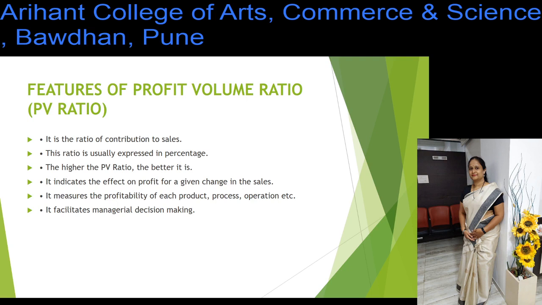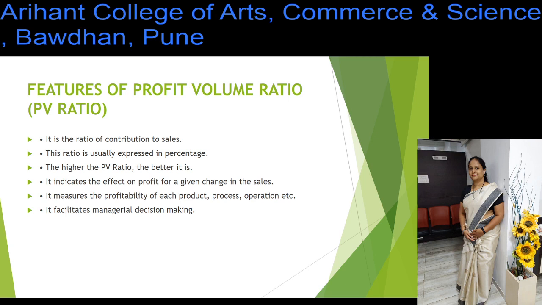Then what is the feature of profit volume ratio? It is a ratio of contribution to sales. It shows how contribution is related to sales, what the percentage of contribution to sales is. So it explains that if sales is this, what is the contribution and what is the percentage, and so what should be the profit per unit. This ratio is usually expressed in percentage, as in any general ratio.